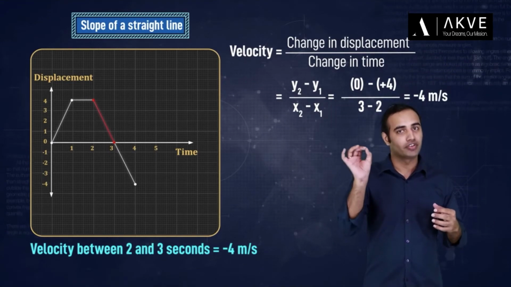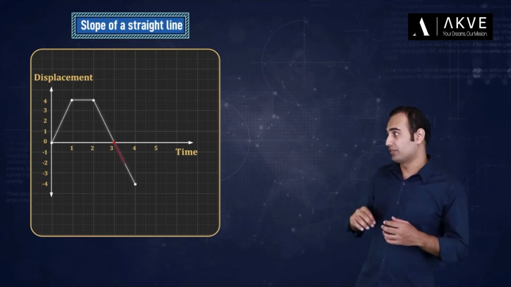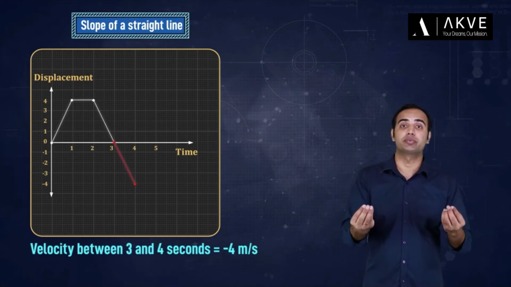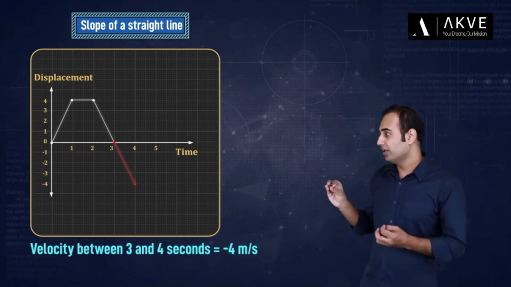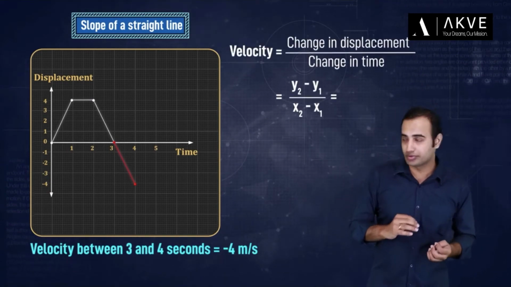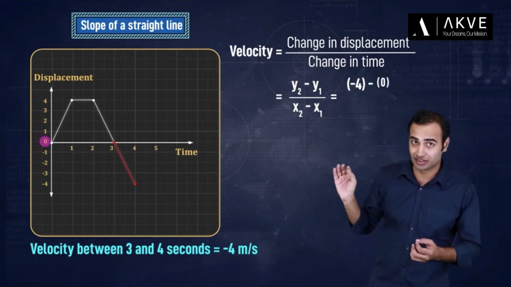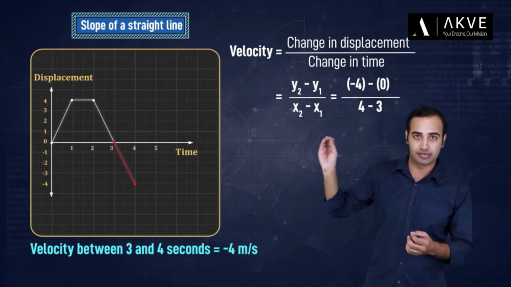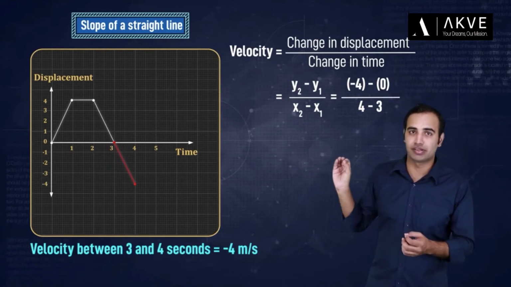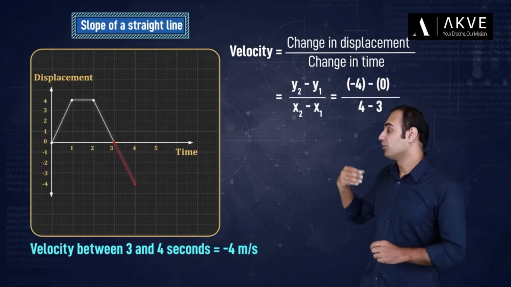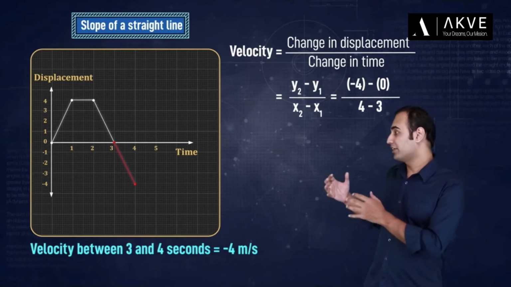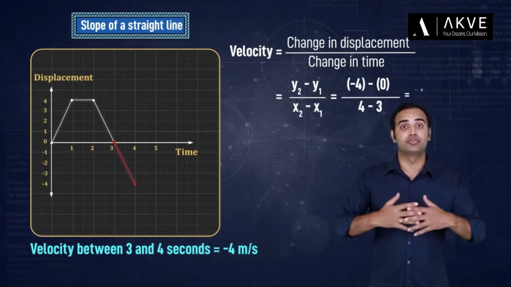And finally, for the last 1 second interval, which is between 3 seconds to 4 seconds, the velocity comes out to be minus 4 meters per second once again. Over here, our formula essentially transforms to minus 4 minus 0 divided by 4 minus 3. Minus 4 is the final displacement, 0 is the initial displacement for this 1 second time interval, 4 is the final time, and 3 is the initial time. Now the value of this clearly comes out to be minus 4 meters per second.